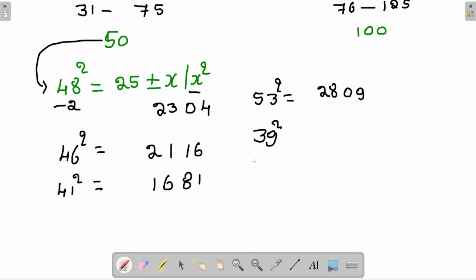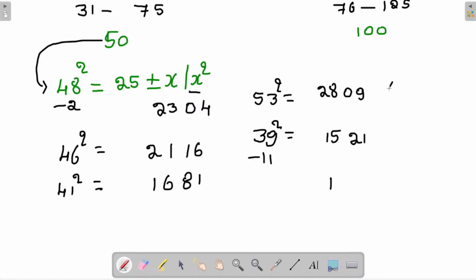For example, 39 square. What's the difference? 11. 11 square, 121. But we have to write it as 21. 1 carry we have to take. Okay, then 25 minus 11, 14. Plus 1, 15. So your answer will be 1521.